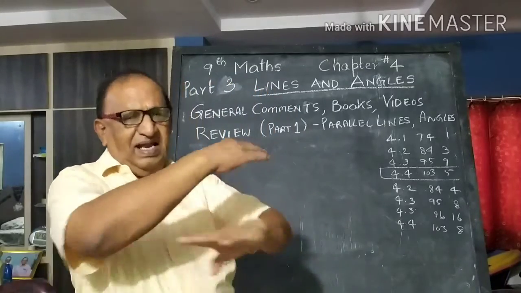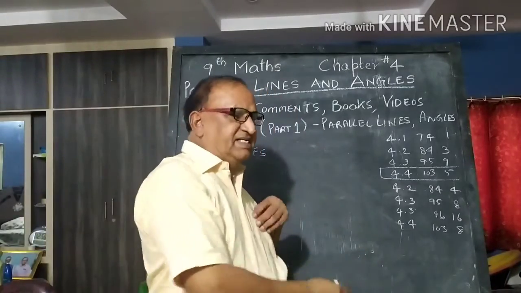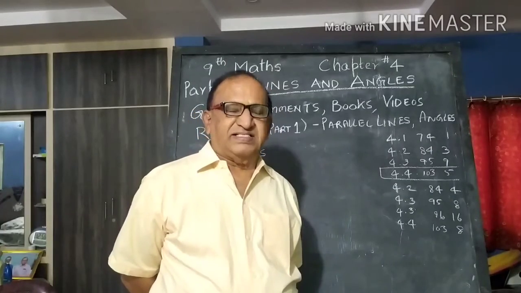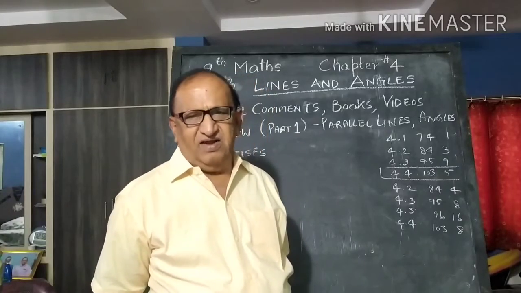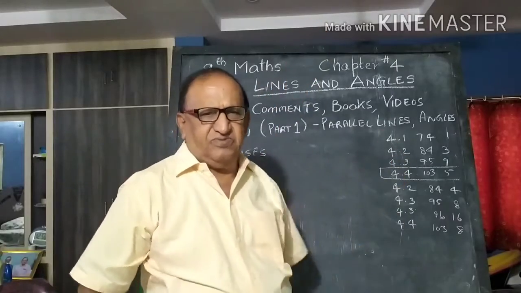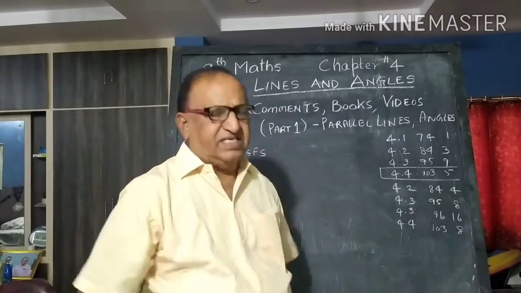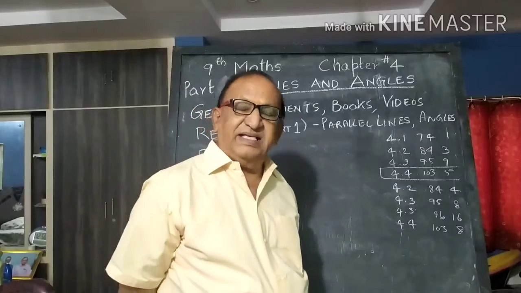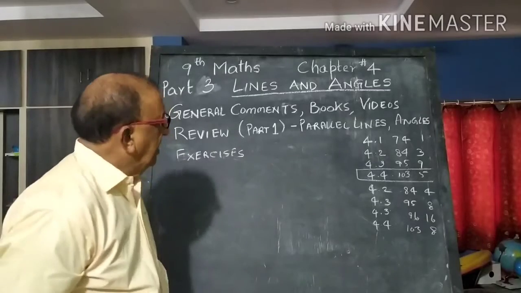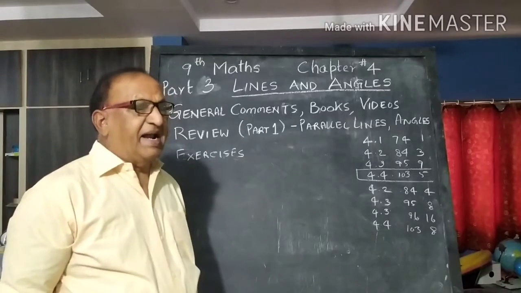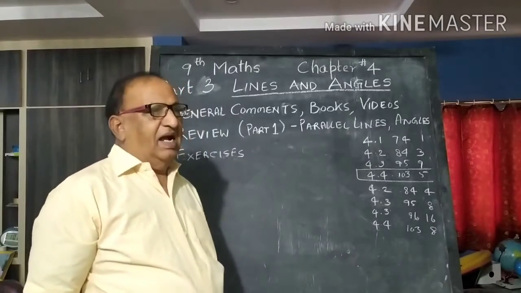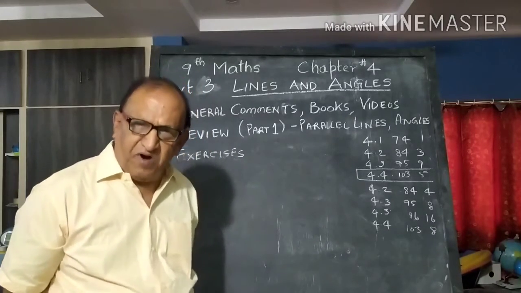When there are two parallel lines and there is a line that is intersecting these two parallel lines, that line is called a transversal, T-R-A-N-S-V-E-R-S-A-L. When two parallel lines are intersected by a transversal, there are 8 angles that are formed. There are what are called exterior angles and interior angles. And I told you there are 8 angles that are formed.